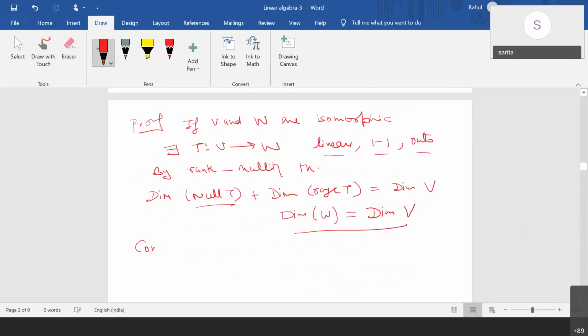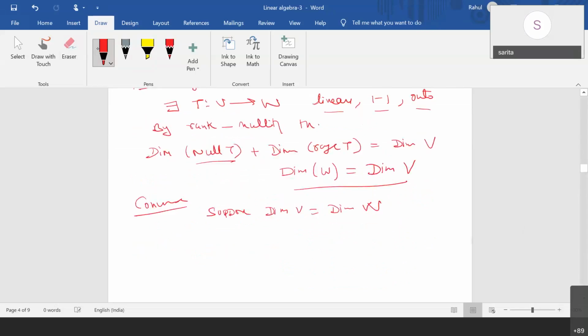Converse. Yeah, tell me how to do the converse. Suppose dimension of V is equal to dimension of W. Now what it means is, yeah, can you tell me how to do this? Suppose their dimensions are the same. So the dimension of the null space of T will be 0. Why? Because of the same rank nullity theorem.